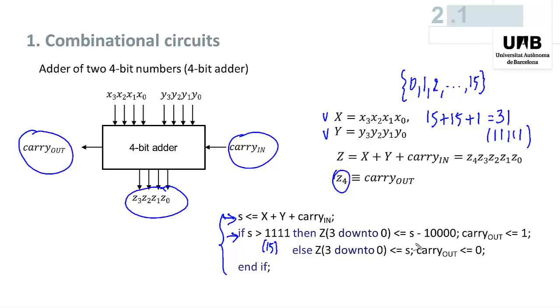the difference between S and 16. And this will be the value of bits 3 down to 0 of the output Z. And the outgoing carry must be equal to 1. Else, if S is not greater than 15, then bits 3 down to 0 of Z are equal to S, and the outgoing carry is equal to 0.